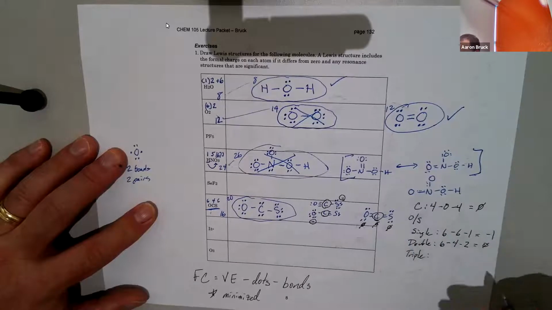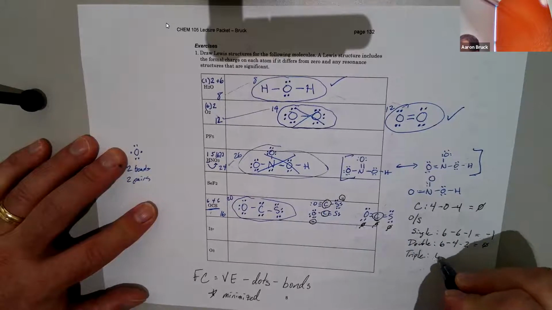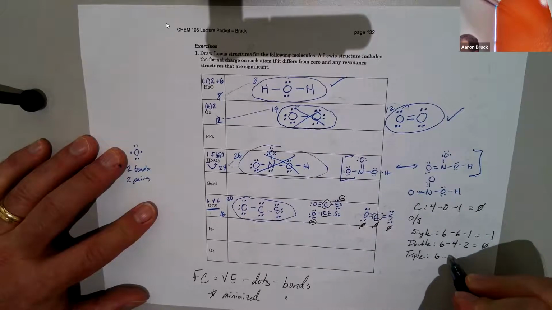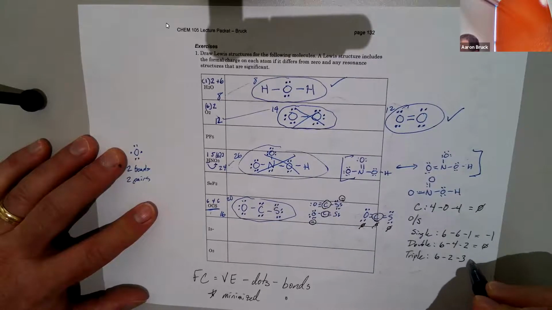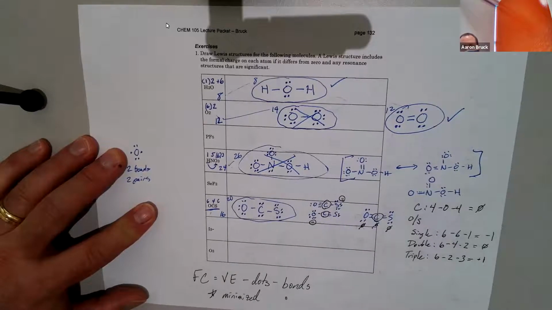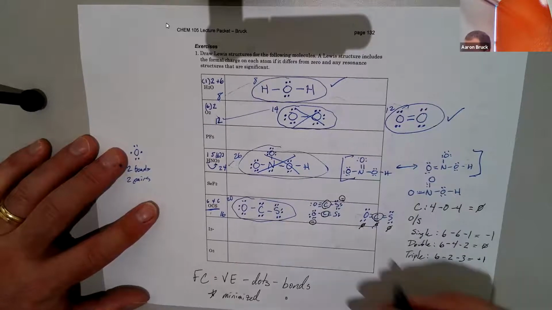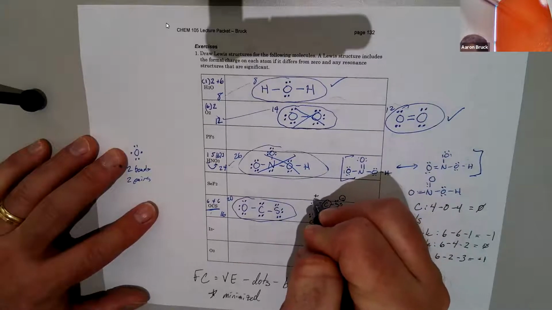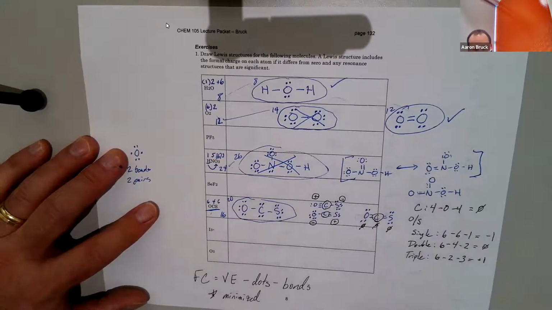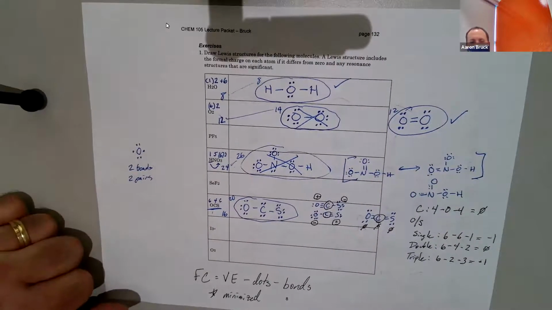For the triple bond, 6 valence electrons, 2 dots, 3 bonds. 6 minus 2 is 4. 4 minus 3 gives me a +1. So the oxygen in the 1st structure has a positive charge. The sulfur in the 2nd structure has a positive charge.